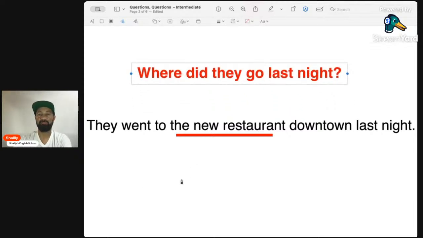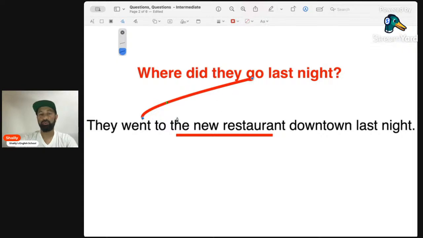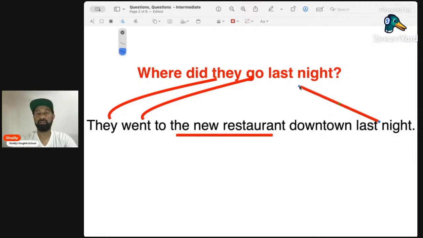Okay. So again, same words. We got went is go. They is they over here. Last night is last night over here. So we're using the same words. Where did they go last night? They went to the new restaurant downtown last night.